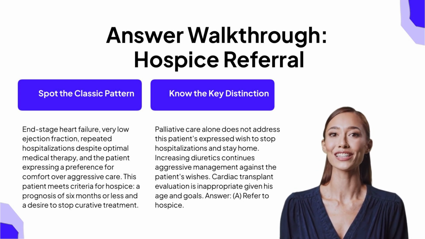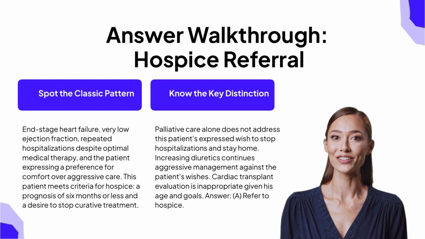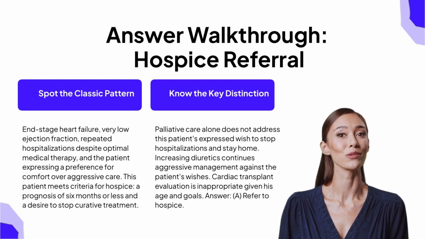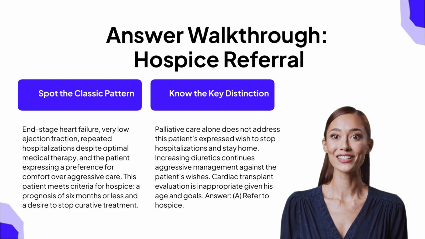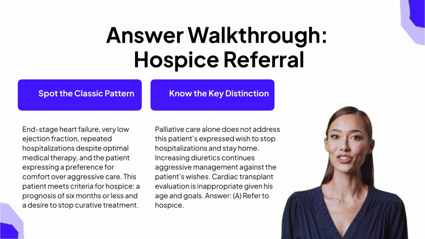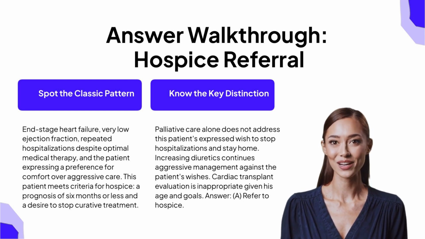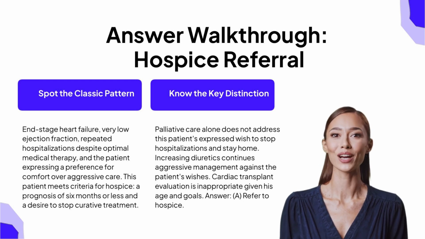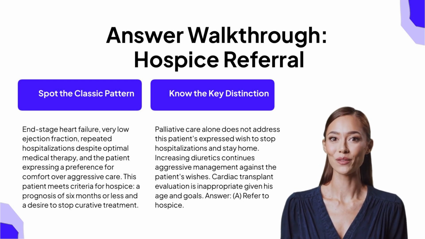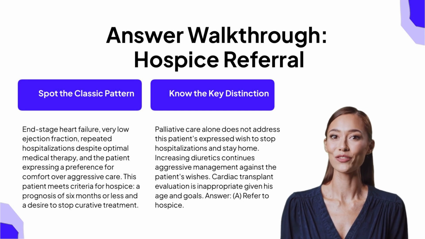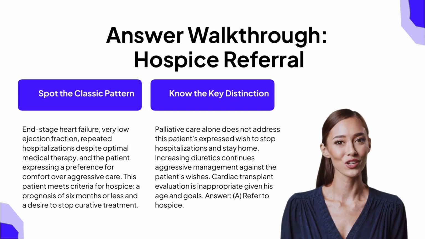This patient meets criteria for hospice, meaning a prognosis of 6 months or less and a desire to stop curative treatment. Now know the key distinction. Palliative care alone does not address this patient's expressed wish to stop hospitalizations and stay home. Increasing diuretics continues aggressive management against the patient's wishes. Cardiac transplant evaluation is inappropriate given his age and stated goals. The answer is A, refer to hospice.